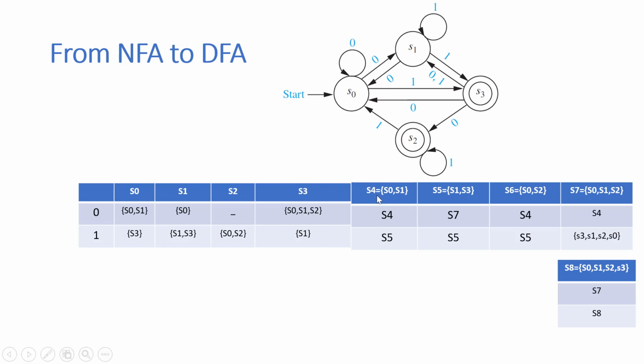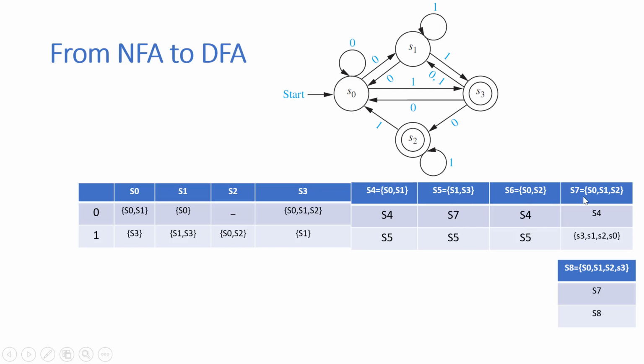So here, when you're in S4, what are you going to do if you see a 0? If you see a 0 in S4, that's the same as seeing a 0 in either S0 or S1. So all we have to do is just take the union of these states, which gives you S0, S1, which we call S4. Same thing with the B, or 1, I mean. So what happens in S0 and S1? It's the union of these two, that's S1, S3, which we call S5. So same way you can argue about these states.